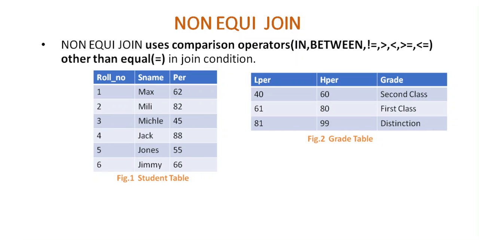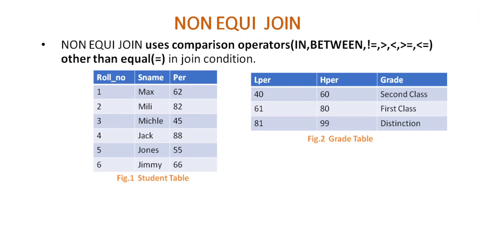If the student has a percentage between 40 and 60, then it will be a second class. If the student has a percentage between 61 and 80, then it will be a first class. If the percentage is between 81 and 99, then it will be a distinction. So this is how we can select grades.